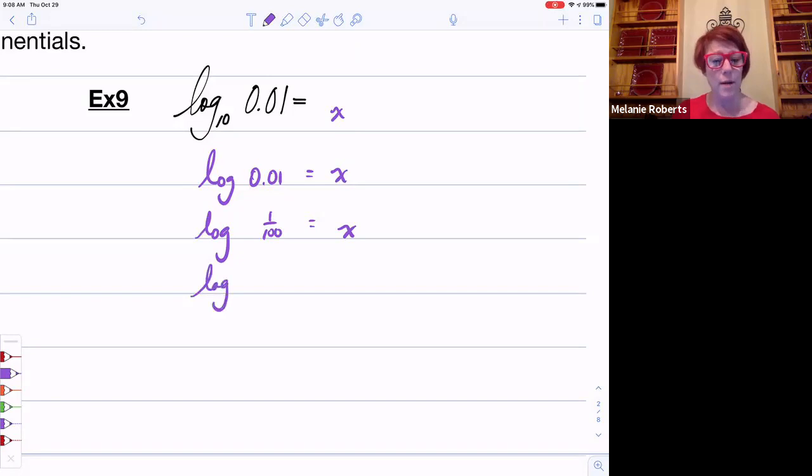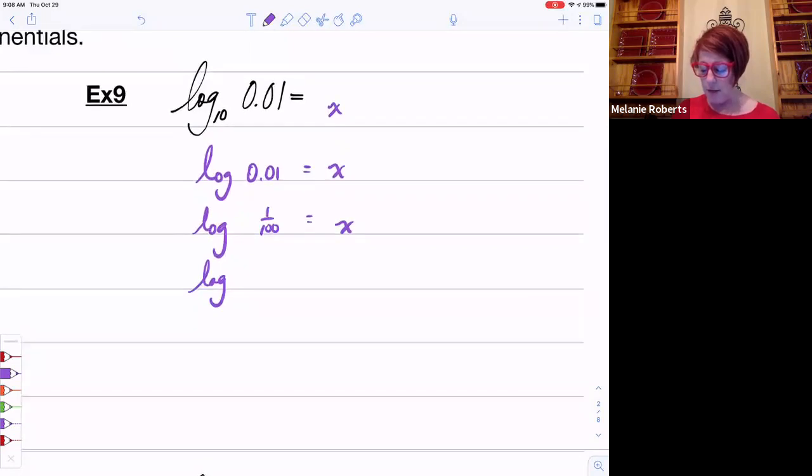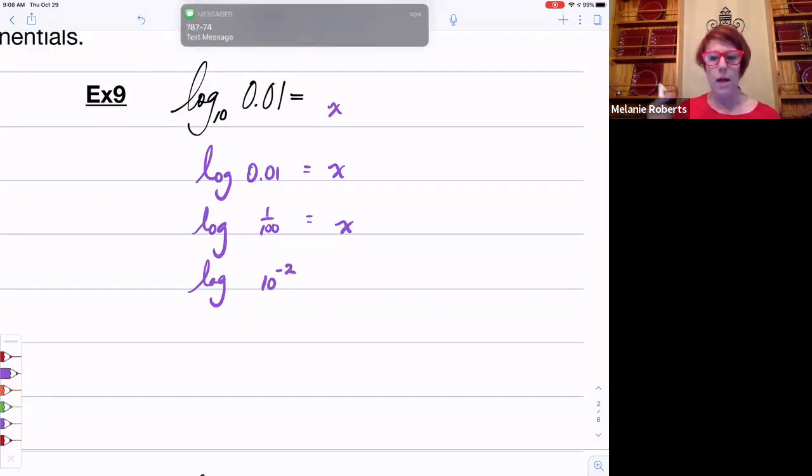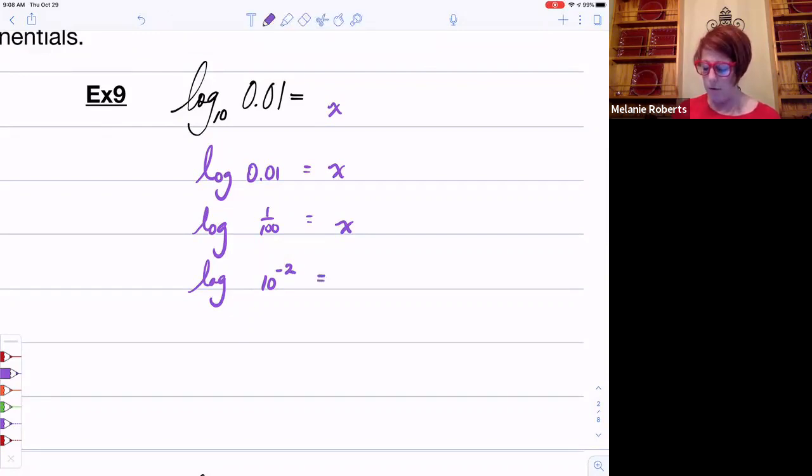Let's use our exponential rules that we talked about last class period. You might want to have those open in front of you. It is the same thing as 10 to the -2nd power. We know that 10 squared is 100. If we want to put it on the bottom, that's going to be 10 to the -2nd power.